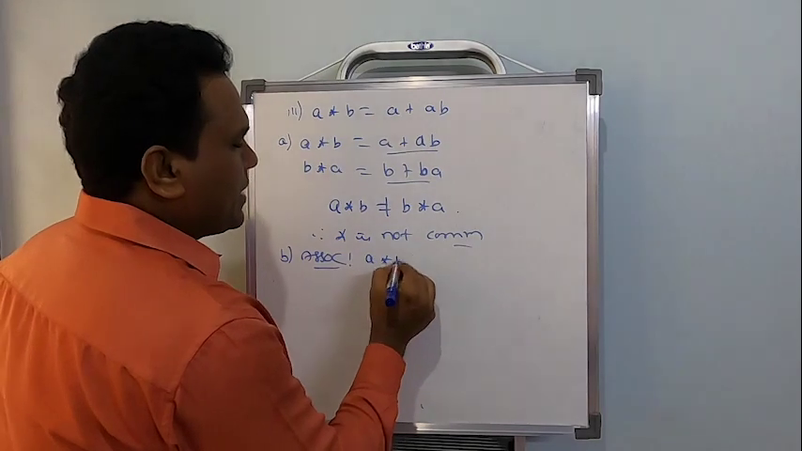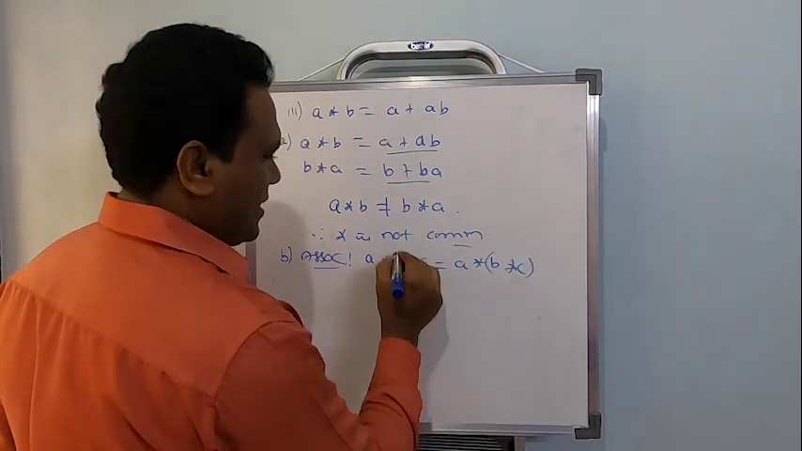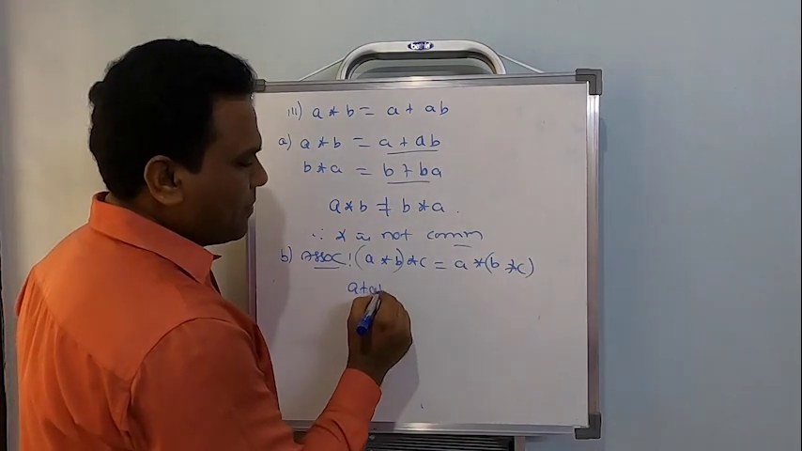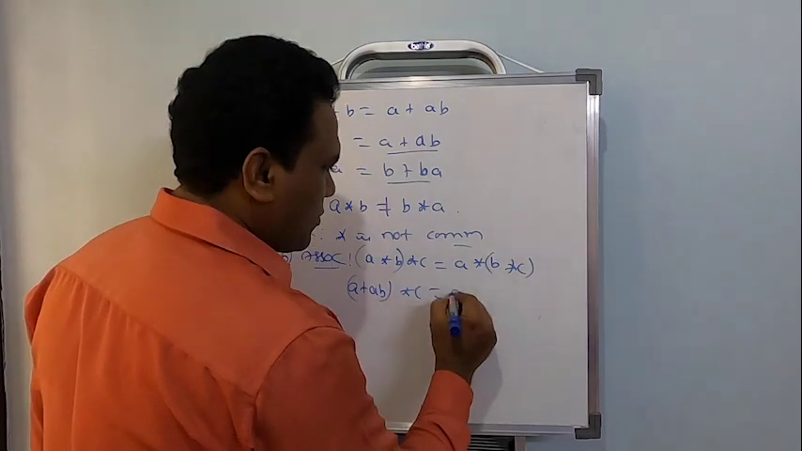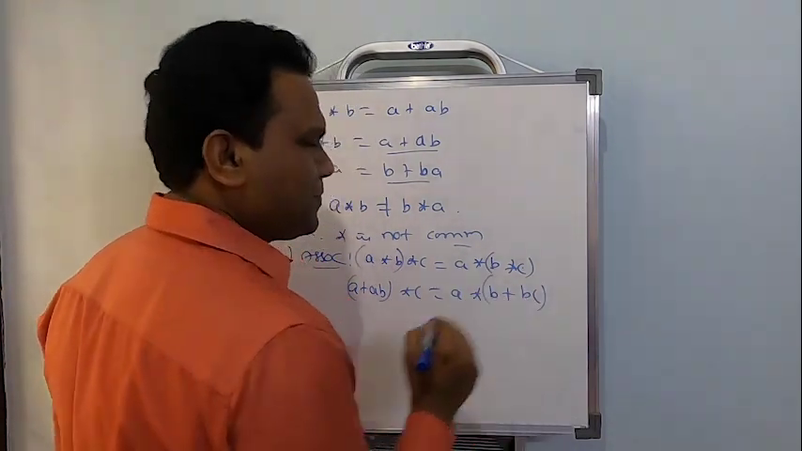Now, let us check for associative. It says (A star B) star C equal to A star (B star C). Clear? Now what is A star B? A star B is A plus AB, star C, equal to A star (B star C), which is B plus BC.